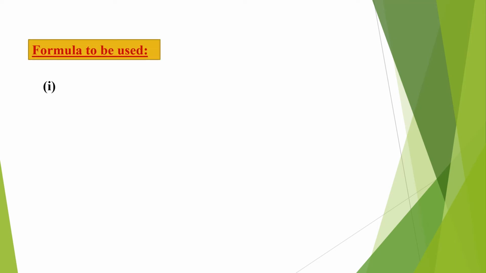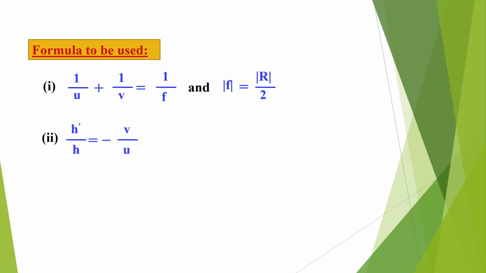So the formula to be used is, first, 1 by u plus 1 by v is equal to 1 by f, and magnitude of focal length is equal to magnitude of radius of curvature divided by 2. Second, height of the image by height of the object, that is the magnification, which is written as minus v by u.